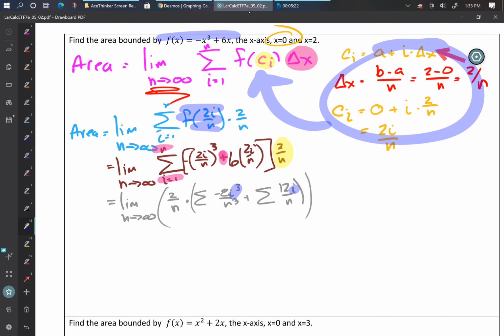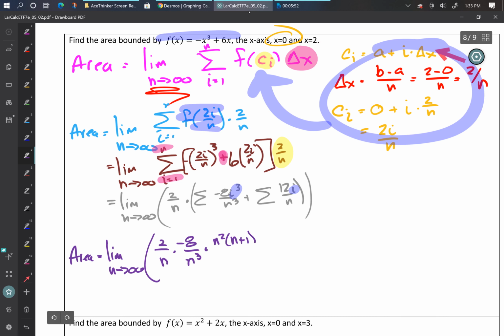All right, so let's apply those formulas then. I'm going to change the purple. And so now I'm going to have that the area is equal to the limit as n approaches infinity of 2 over n times negative 8 over n cubed times, and now I'm going to do the summation rule for i cubed. i cubed is going to be n squared times n plus 1 squared over 4.